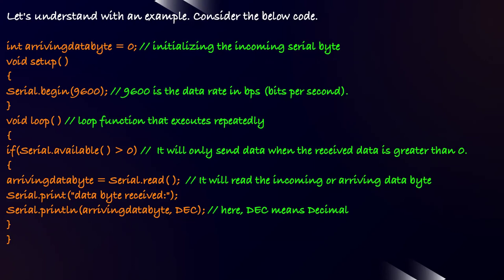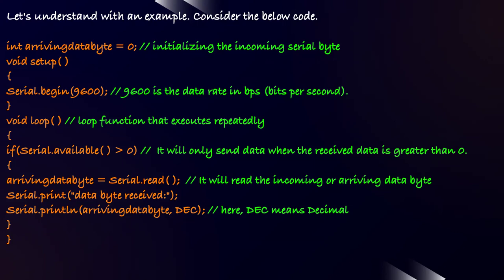Now arrivingDataByte equals Serial.read, that is, it will read the incoming or arriving data byte over here. Then comes Serial.print. What to print? Data byte received. All right. Again, if you want to print in a new line, you can give Serial.println(arrivingDataByte, DEC). DEC is for decimal number. Then you close the brackets, the curly brackets. So this is the whole structure of the code, how we can write it and how we can include it.